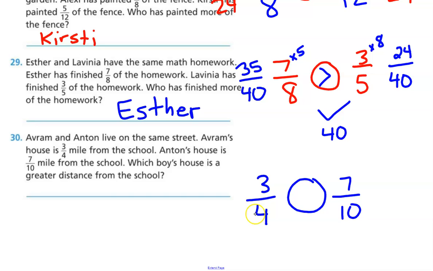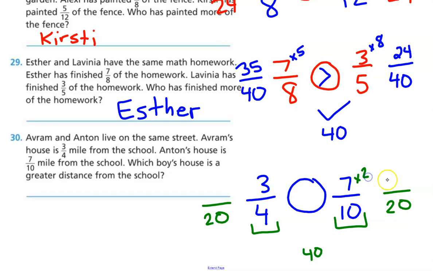So we're working with 4ths and 10ths, and we're trying to find a common denominator. We could do 4 times 10 to equal 40, but what I like to do, again, we talked about this one earlier, I see that 10ths could be 20ths, and I know that I can make a 4th be 20ths. So I'm going to make that my common denominator here. So how do I get from 10 to 20? I times it by 2, and 7 times 2 is 14. How do I get from 4 to 20? I times it by 5, and 3 times 5 is 15. So just barely squeaking by, Avram's house is just a tiny little bit farther away.